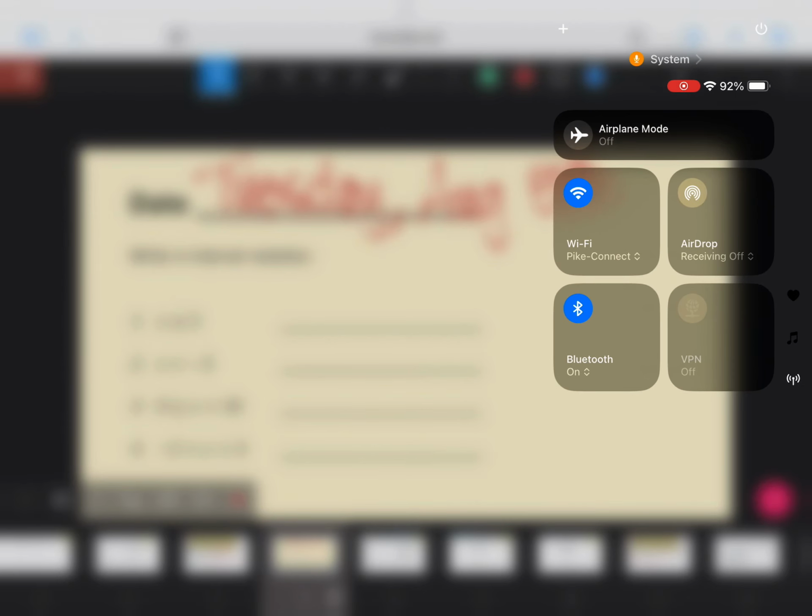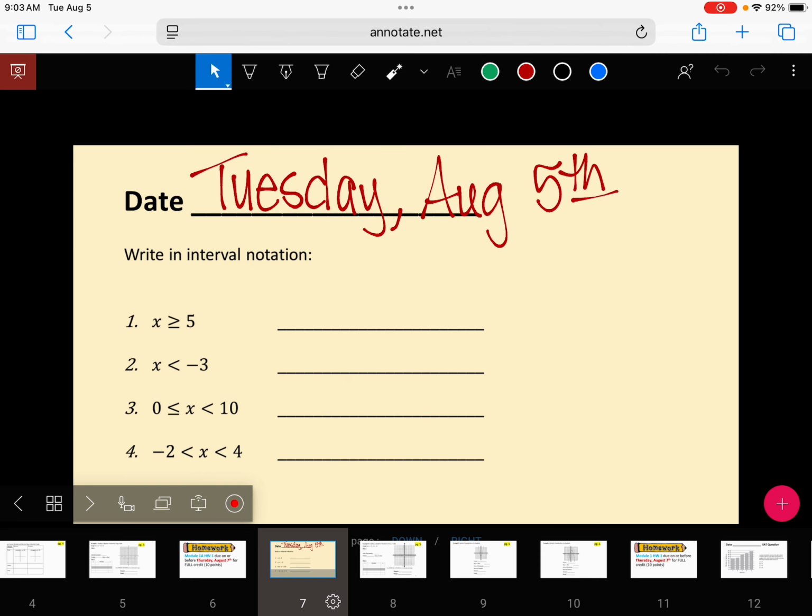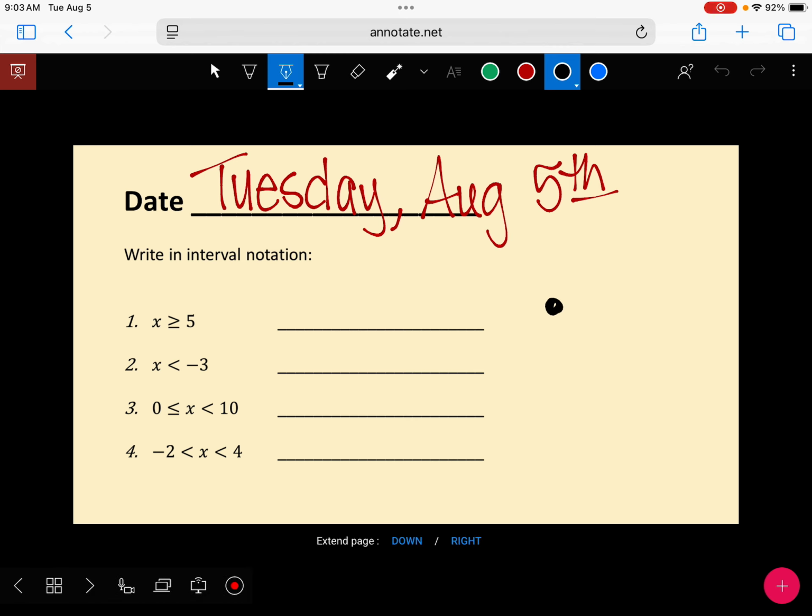You do an interval, you always start with the smallest number and go to the largest number. So for this first one here, this says x is greater than 5. So if x is greater than 5, that means that I'm starting at 5 and I'm going this direction. It starts at 5 and it goes to infinity. So the smallest number in this interval would be 5.